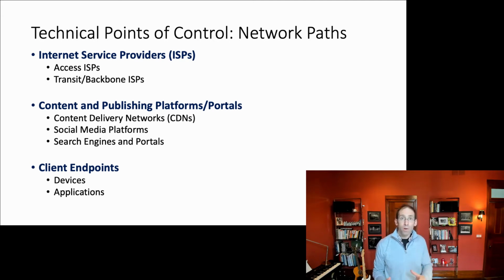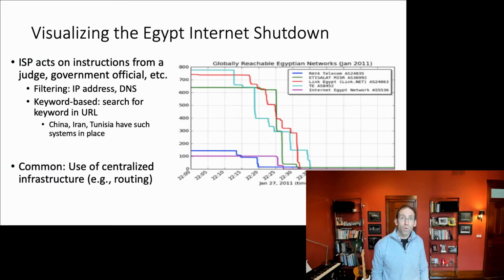And the client endpoints themselves can also be mechanisms or points at which censorship can be implemented through the deployment of software on a particular endpoint, such as a smartphone, a tablet, or a laptop, or even instrumentation of the hardware itself. Let's take a quick look at how infrastructure censorship was implemented in the context of the Egypt shutdowns.